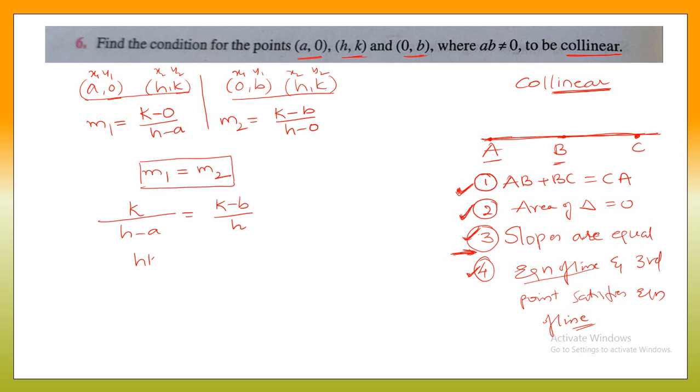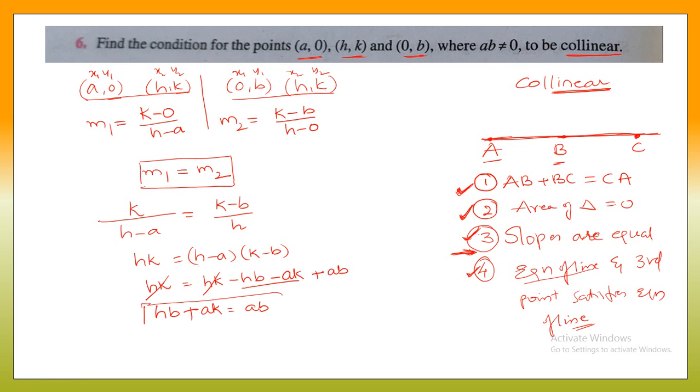When I do cross multiplication, this becomes H into K is equal to H minus A into K minus B. When I multiply, H into K is HK minus HB minus AK plus AB. Now on the left hand side we have HK, so the HK on both sides gets cancelled. Since I have 2 minus terms, I can transpose them, then they become plus terms. So HB plus AK is equal to AB. If you want, you can leave it the same, otherwise you can divide by AB on both sides.